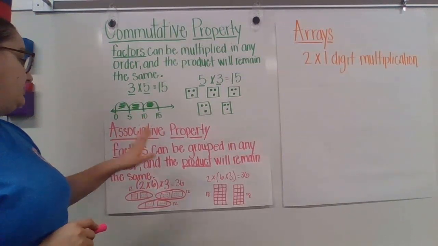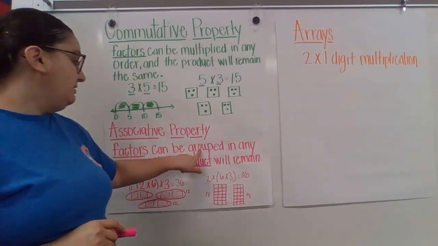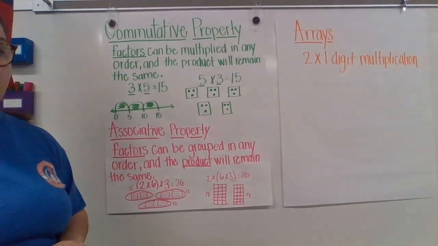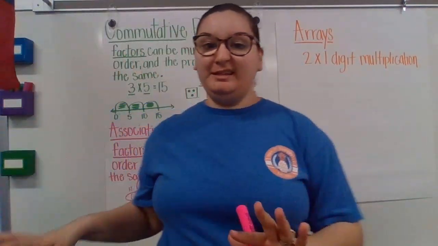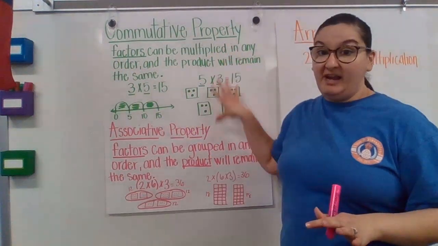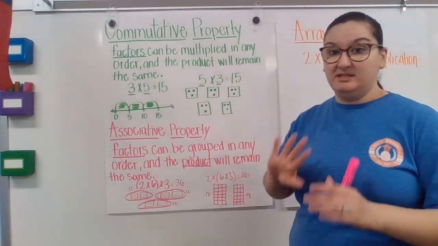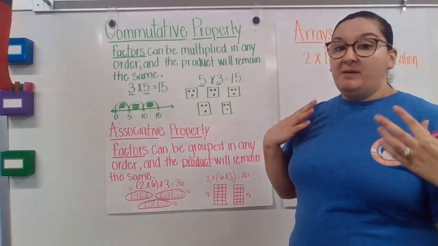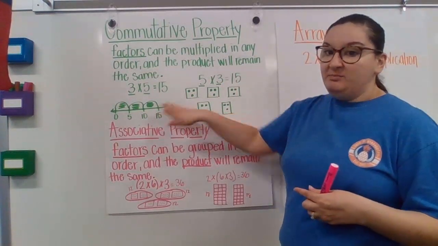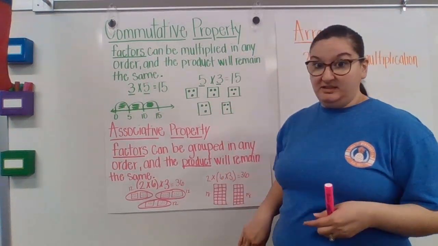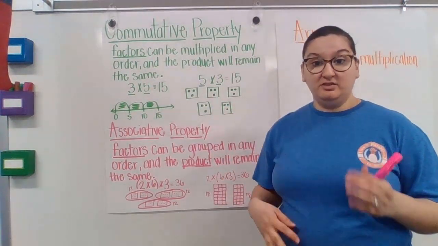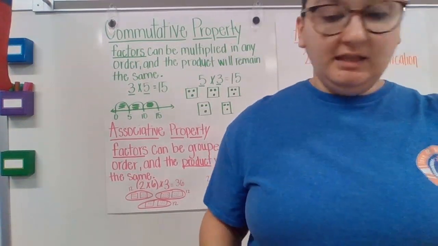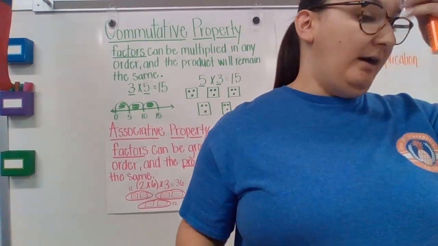So, associative property: factors can be grouped in any order and the product will remain the same, okay? So both of these, I have the same factors, I have the same products. The factors are just in a different order. I still get the same product and my models are different. That is also something you have to look at. The models are different.